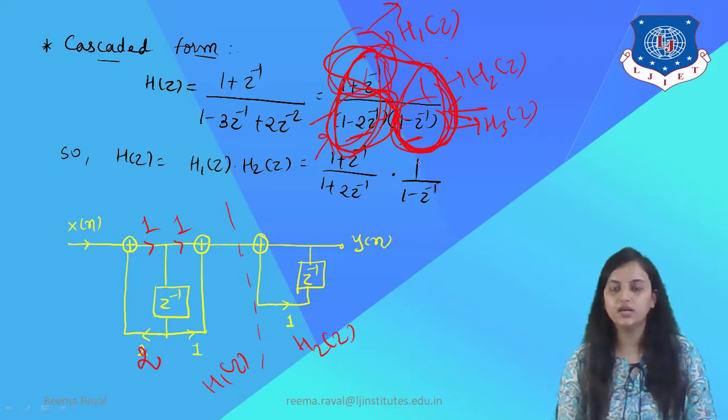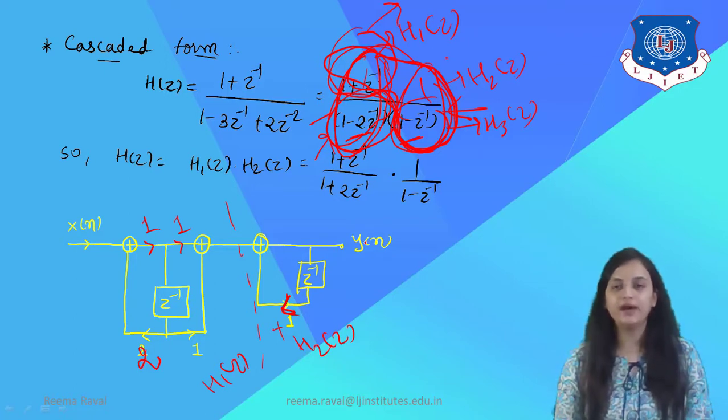h2 of z is what? h2 of z is 1 upon 1 minus z inverse. So that will give us this equation. Here the arrow will be like this. Okay, as here the value is minus 1, we have taken it over here as plus 1. So this will give the value 1 upon 1 minus z inverse. This is the cascaded realization for the given system.